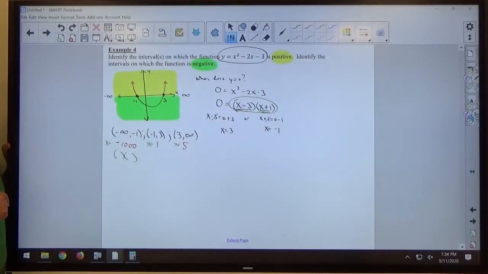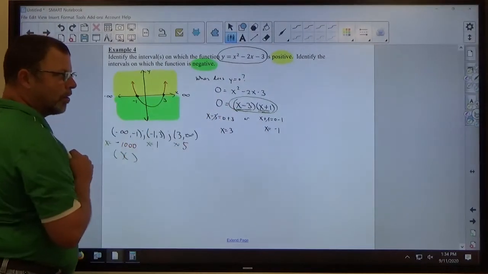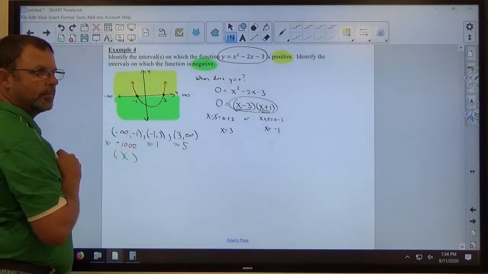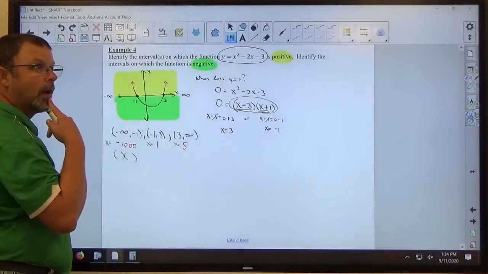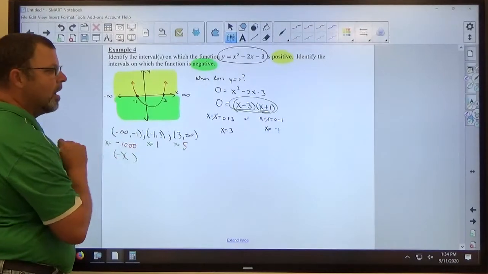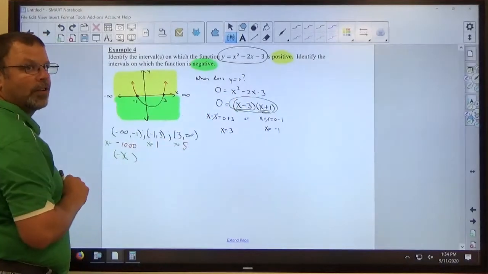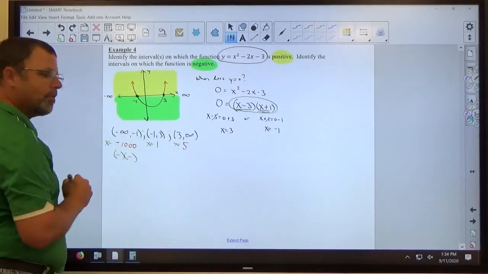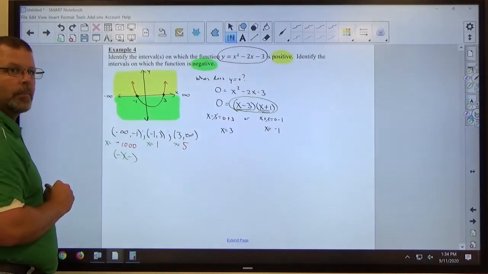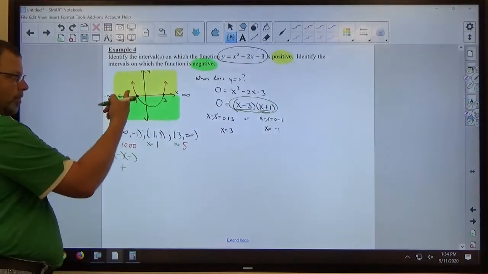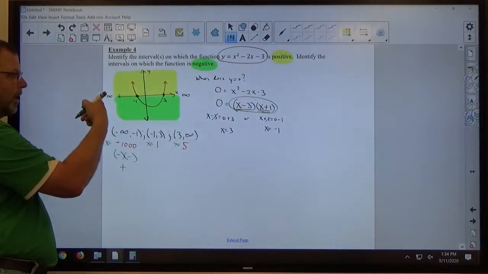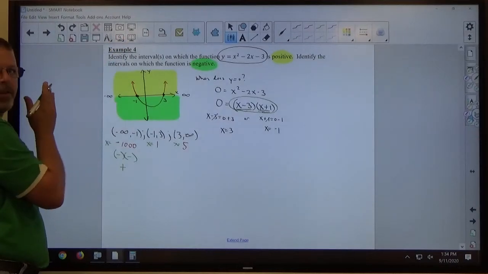Again, I don't care what the number answer is, I just care about the sign. If I do -1,000 minus 3, what kind of answer do I get? Negative. If I do -1,000 plus 1, what kind of answer do I get? Negative. If I multiply 2 negatives, what kind of answer do I get? Positive. Which justifies what we see here, right? From negative infinity to -1, the graph's above, positive.